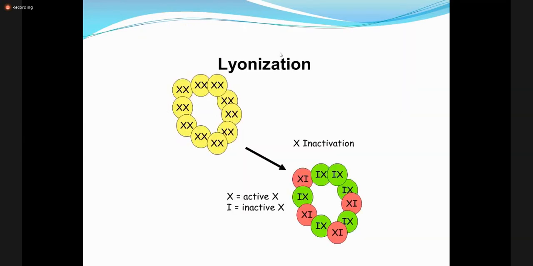Okay, so you can see here these are the X chromosomes. At the blastocyst stage, because I have already explained that little genetic information is present on the Y chromosome, in females the proteins that are present on the X chromosome would be duplicated. So to balance that, there is a process which is lyonization, or the random inactivation of the X chromosome.